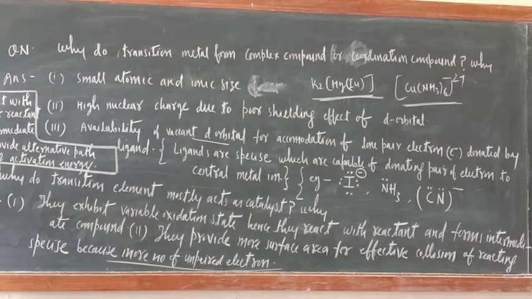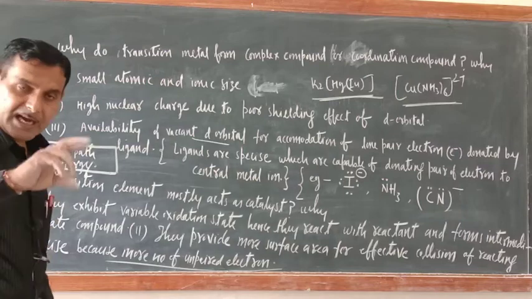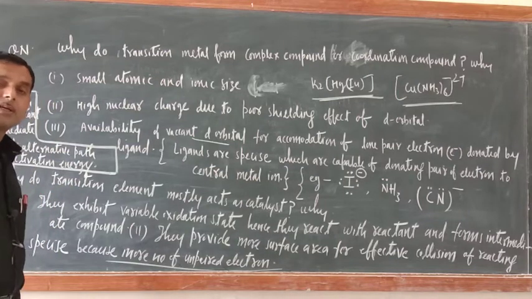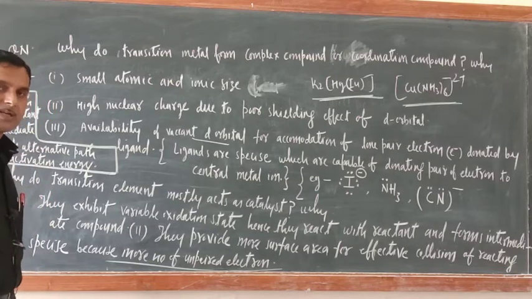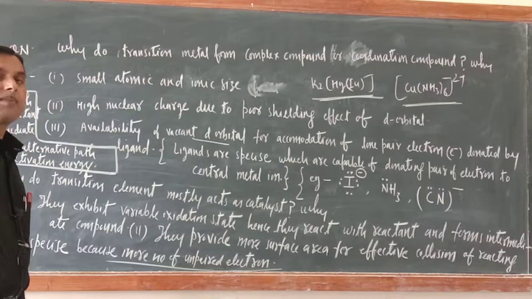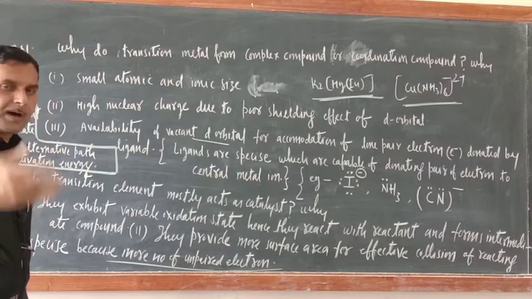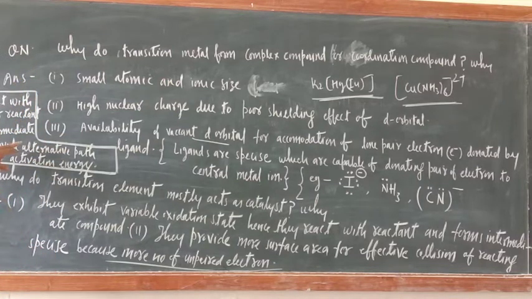One more, the third, since place was not there, I wrote it here. Transition elements have one more quality. They can react with any type of reactant and form an intermediate compound, and that intermediate compound breaks into the product. So just try to understand that the intermediate compound provides an alternative path by lowering the activation energy.